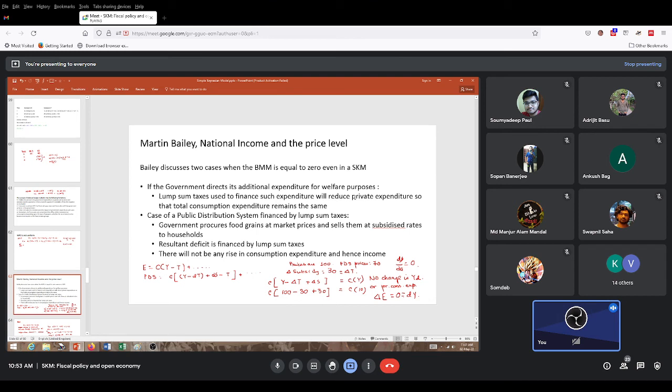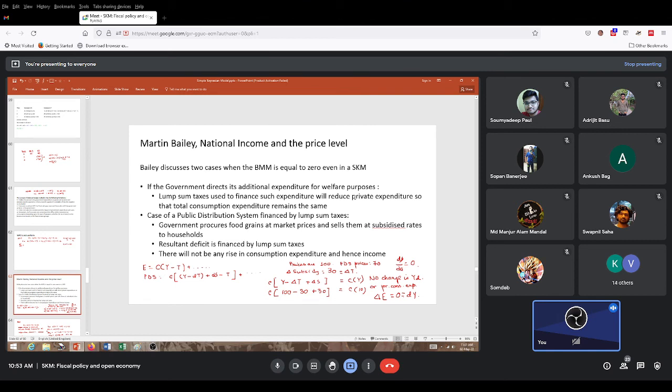Will consumption change? No, sir. And finally, what will happen to income or aggregate demand? It's the same. So what is the balanced budget multiplier in this case? It is 0. So even in a simple Keynesian model, closed economy, the BBM can be 0.